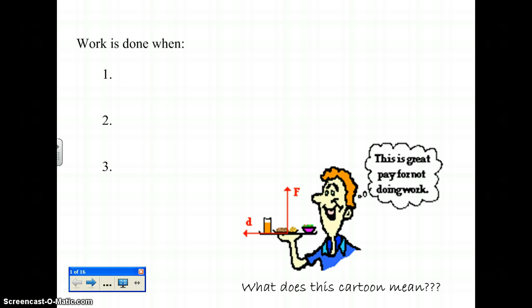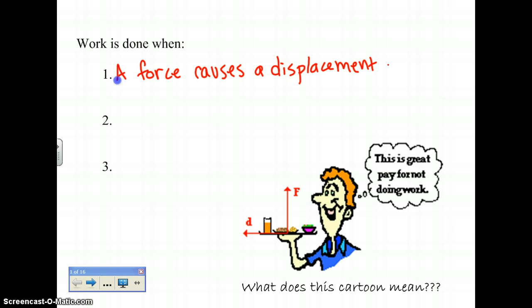So to start us off, we have three definitions of when work is done. Please copy these down, guys. First one is a force causes a displacement of an object. In other words, you apply a force to an object and it's going to move.